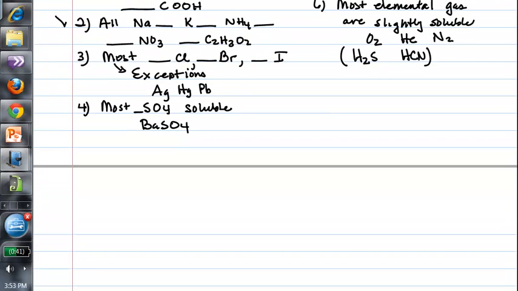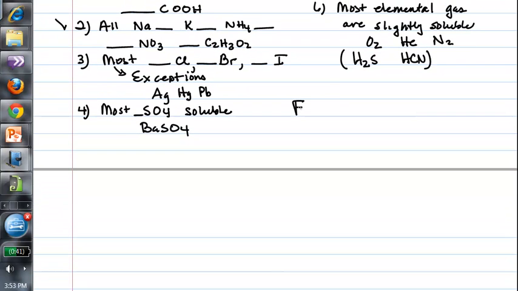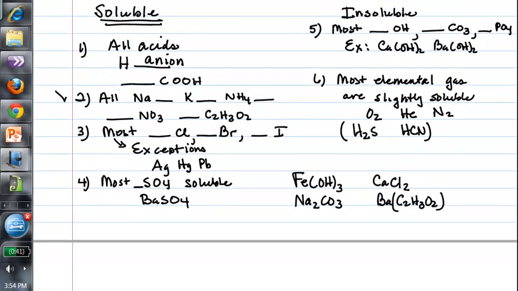A couple of examples, I didn't want to go that far. Iron hydroxide, sodium carbonate, calcium chloride, and barium acetate. Are they soluble or are they not? What rules would they go under?